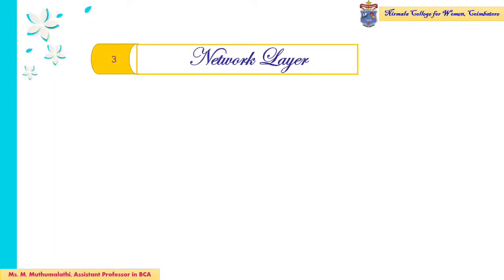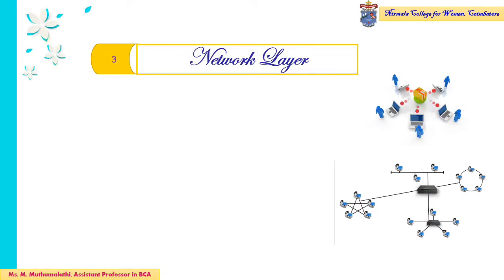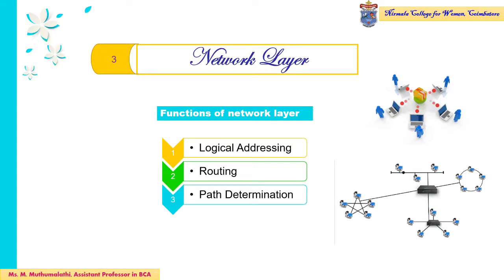Network layer. The network layer receives the data from the transport layer. The network layer works after receiving the data segment, moving it from one computer to another computer. The data unit in the network layer is called a packet. The functions of the network layer are logical addressing, routing and path determination.